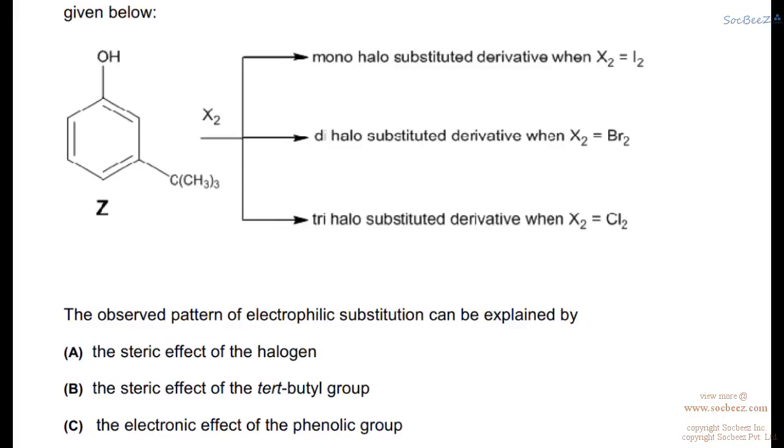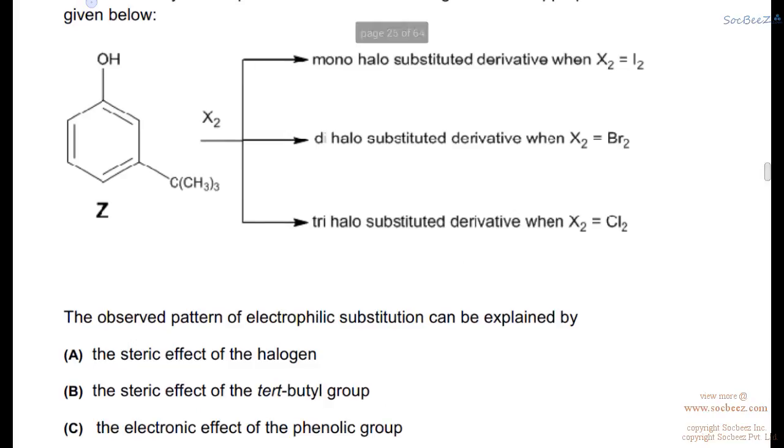Therefore the observed pattern of electrophilic substitution can be explained by the steric effect of halogen. As the bulkiness of halogen increases, the extent of substitution decreases. Now the trihalo substituted derivative when X2 equals Cl2, since Cl2 is the smallest out of Br2 and I2, it gets substituted at these three positions.